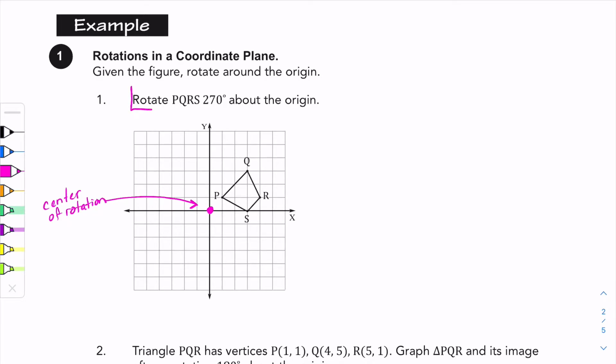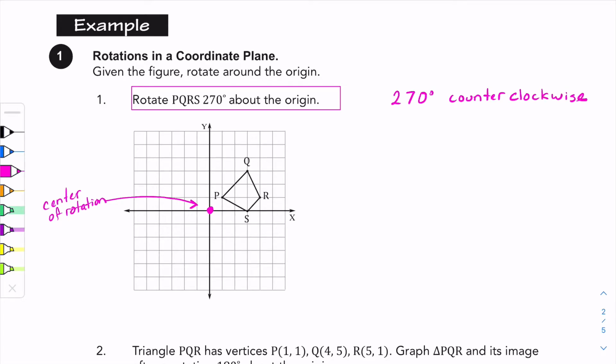Okay, focus on the directions. It says rotate PQRS 270 degrees about the origin. That means we are rotating 270 degrees counterclockwise. It's always assumed to be counterclockwise unless you're told otherwise. So the rule for 270-degree counterclockwise, if you look back on the first page, is x, y maps onto y, -x.